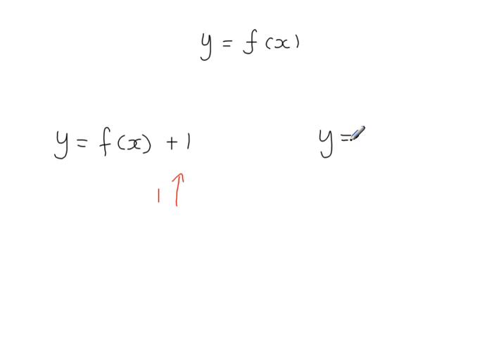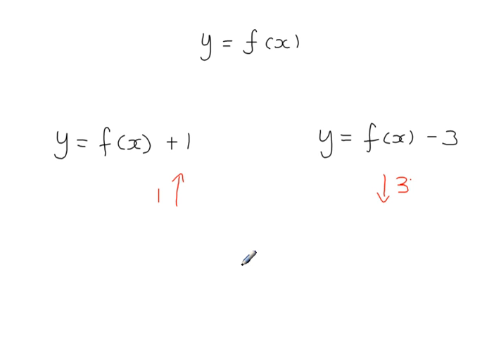Okay, so starting with y is equal to f of x, so using function notation here, if I had y is equal to f of x plus 1, that just means it's a translation of 1 unit in the positive y direction. And if I had y is equal to f of x minus 3, then that minus 3 tells you it's a translation of 3 units in the negative y direction.